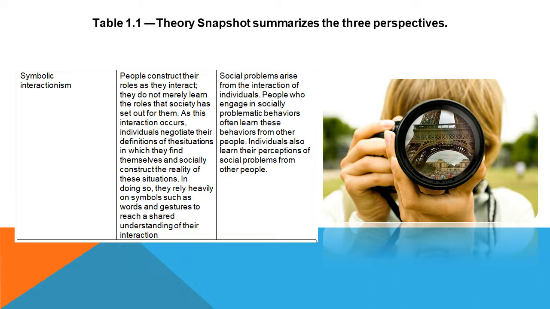The view of social problems for this theoretical perspective, symbolic interactionism, is that social problems arise from the interaction of individuals. People who engage in socially problematic behaviors often learn this behavior from other people. Individuals also learn their perception of social problems from other people.